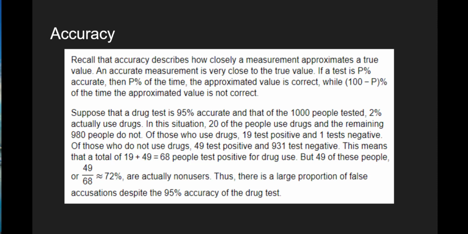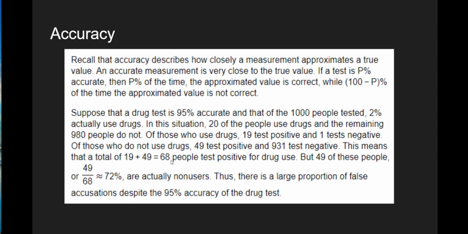Of the 980 people who do not use drugs, the test that has 95% accuracy will most likely conclude that there are 931 negative tests from those 980 people who do not use drugs. However, 5% of 980 would be 49. We might expect about 49 positive tests from the 980 people who do not partake in drug use. This would mean that in total, we would have 68 positive tests for drug use out of the 1,000 people.